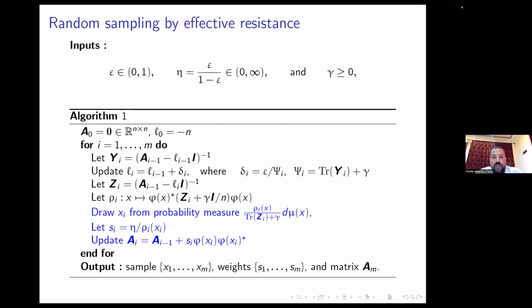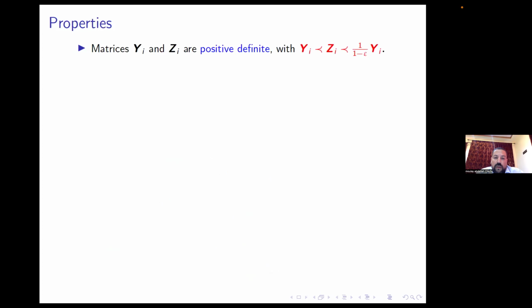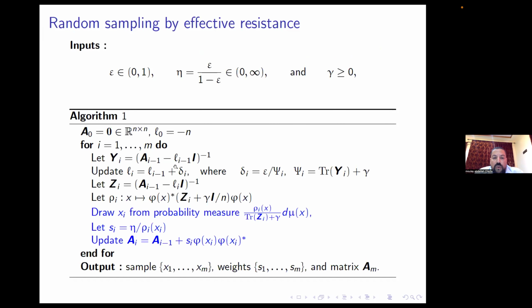I'll just give you properties that are easily verified and show that the algorithm is well defined, and then I'll give you the proof of why this produces Gram matrices with strictly positive smallest eigenvalue. As I already said, the matrix will always be positive definite. This is verified because the delta we use here will depend on the trace of Y of i.